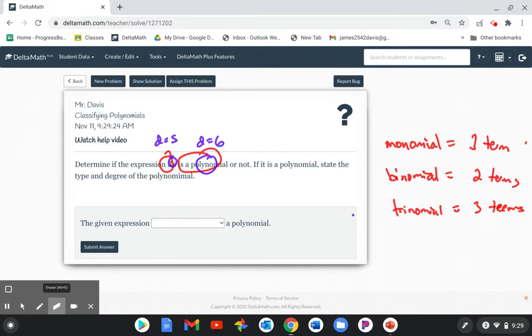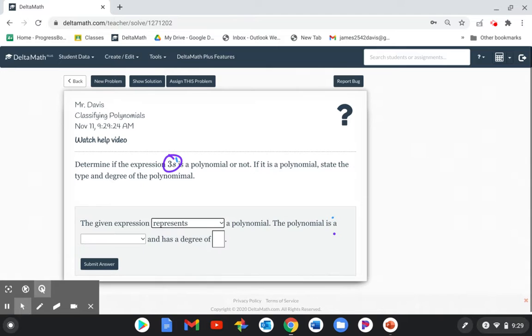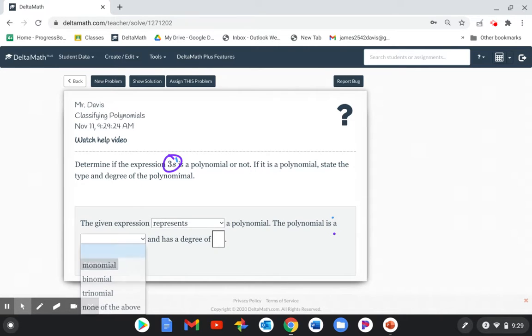Okay, let's go look at the next one. Determine if the expression 3s is a polynomial or not. So think about the variables in this thing. The variable happens to be an s, but does the variable have positive integers as exponents? Well, yeah, it does. There's just an invisible 1 up here. It's the only variable, so that works. So it does represent a polynomial. This is a one term, right? So it's called a monomial. It only has that one term there. And the degree is just going to be 1.